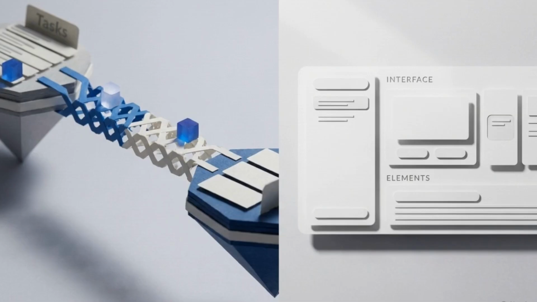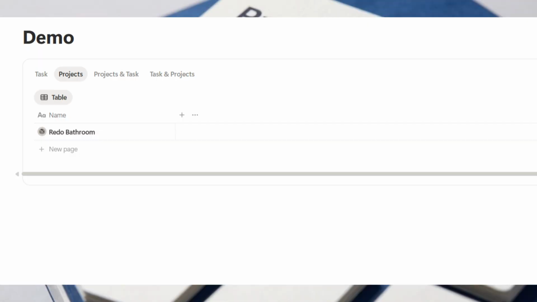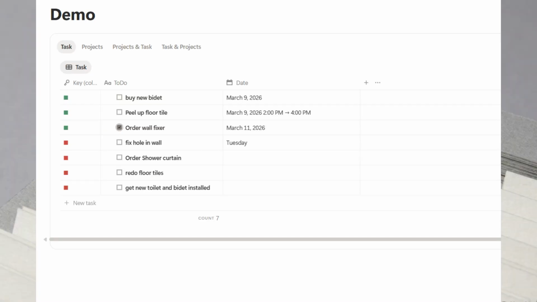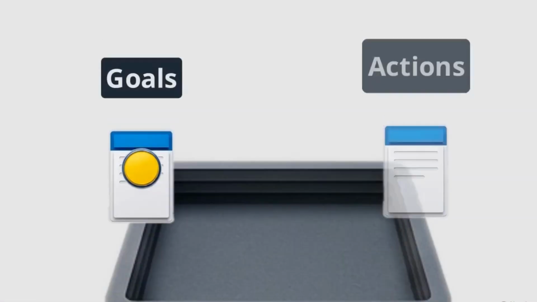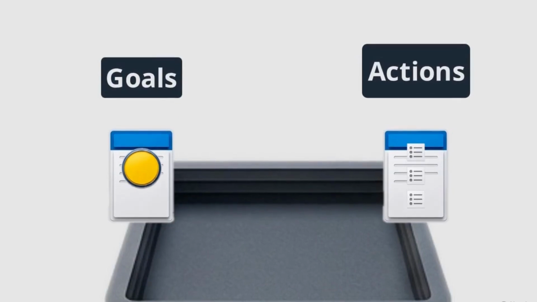Let's move away from the metaphor and look at how this works inside Notion. This is a view of our projects database. It's where we keep our big picture goals, like building a website or planning a vacation. And this is our tasks database. These are the small, actionable items, like buying a domain or booking your flights. Keeping your big goals and your daily actions in separate lists provides the structural foundation we need to start connecting them.